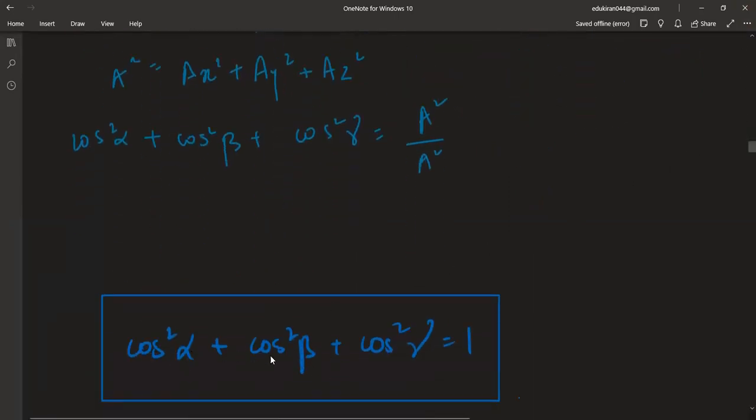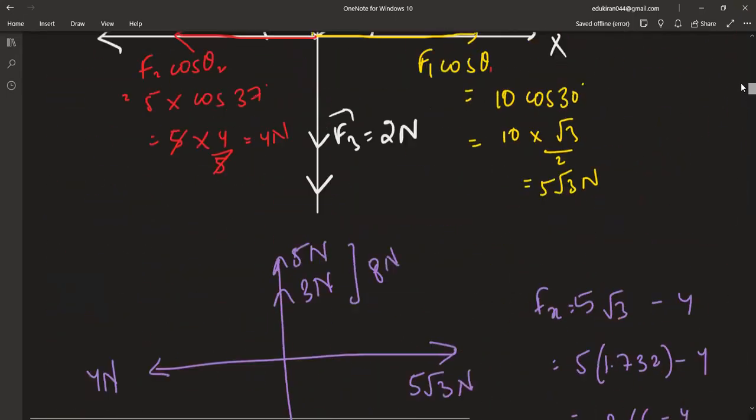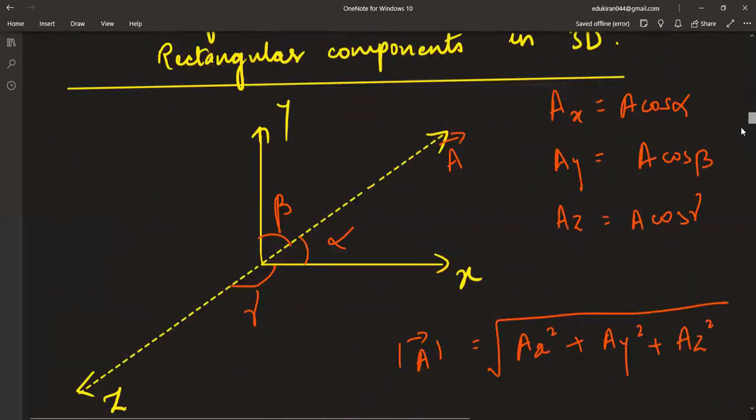Cos square alpha plus cos square beta plus cos square gamma is equal to 1. Sometimes in your exam, this proof can be asked to you. Usually this is not asked. From resolution of vectors, we get these types of questions only, where you have to resolve the vectors, find a component along x-axis and y-axis.